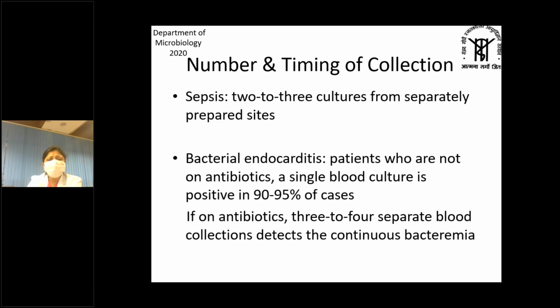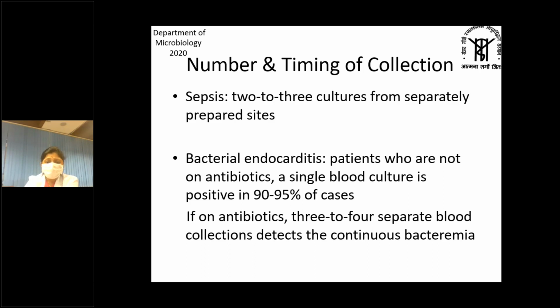Now in sepsis, what is the number and timing of collection of culture? 2 to 3 cultures from separately prepared sites. Always remember that a blood culture has to be prepared as a set. Always collect 1 aerobic and 1 anaerobic sample. For an adult, the minimum volume should be 10 ml in 1 bottle.